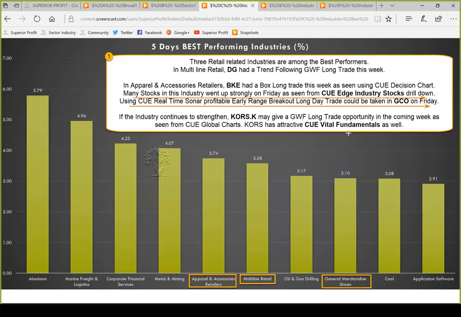Let's have a look at QH and then see how it was changing from weakness to strength across multiple time periods.